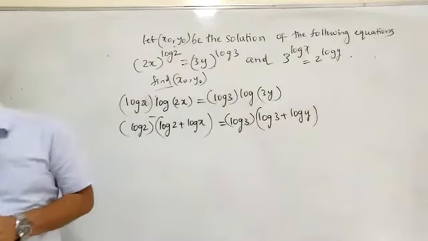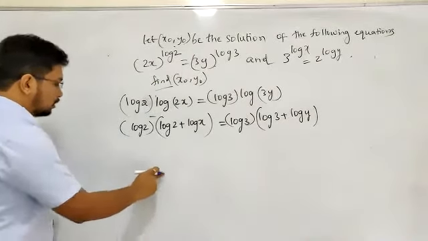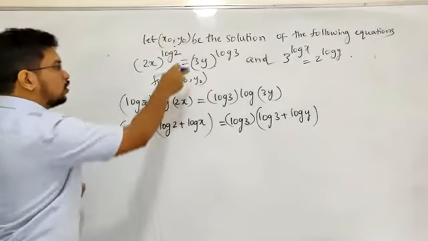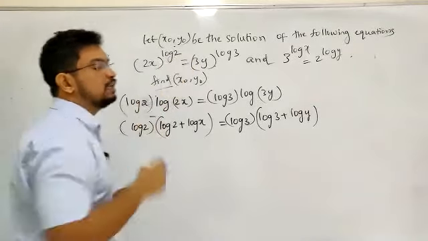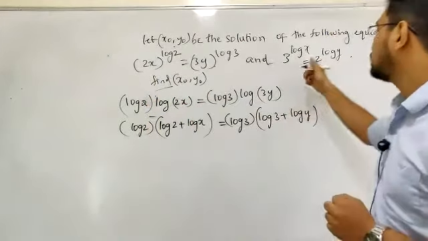This is log of 3 into log of 3 plus log of y. This is what you get, right? Now, this problem you can observe. So this is what you have to simplify with respect to this given equation. First equation only, you simplified like this. Then you take the second equation.